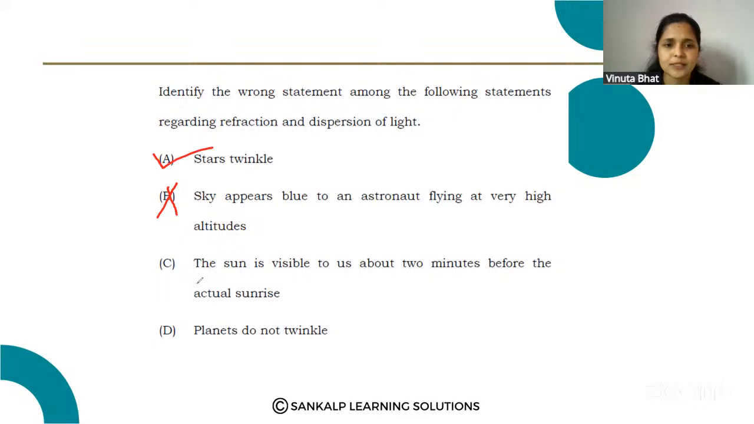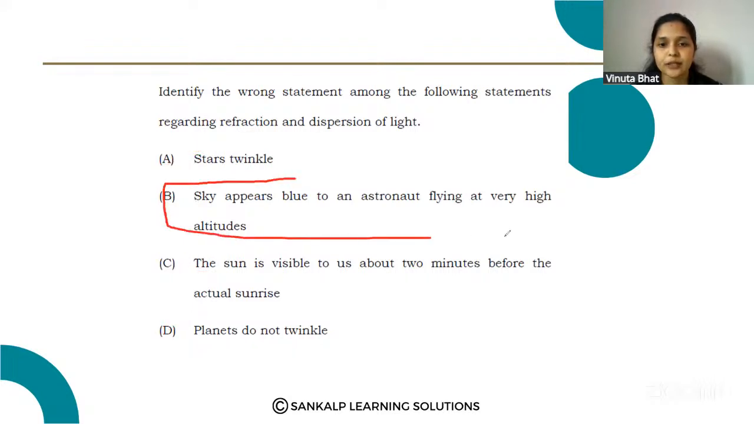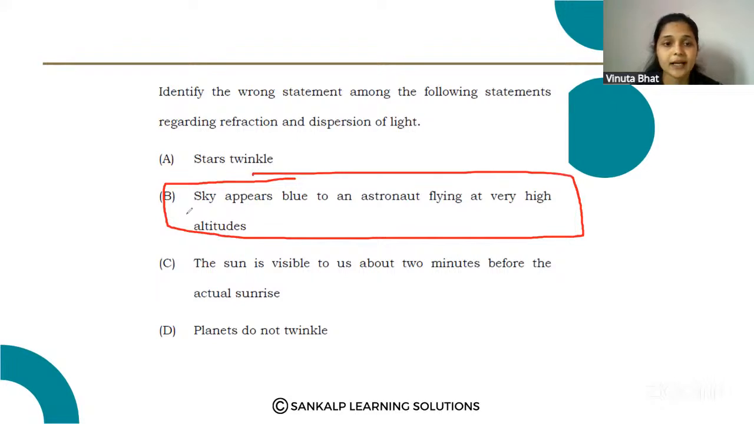Then see option C. The sun is visible to us about 2 minutes before actual sunrise. That is also a correct statement. Planets do not twinkle. Yes, option D is also a correct statement. So which one is the wrong statement here? Option B, the sky appears blue to an astronaut flying at very high altitude. Option B is the correct answer.